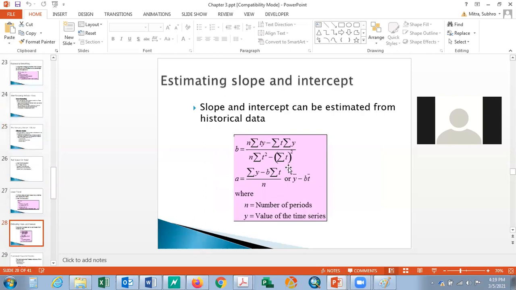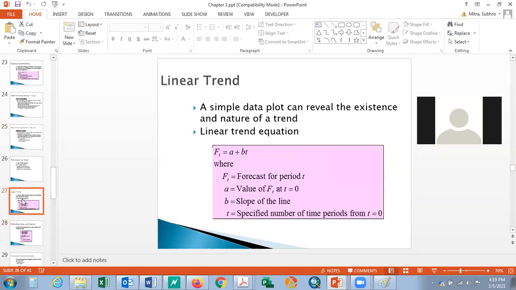So all this is not required. You don't have to estimate the slope and the intercept. These are done by any normal software, maybe Excel. If you have a series of values, Excel will estimate the slope and the y-intercept. If you remember the equation of a line, y equals mx plus c, or y equals mx plus a, whatever. You have the y-intercept and you have the slope.